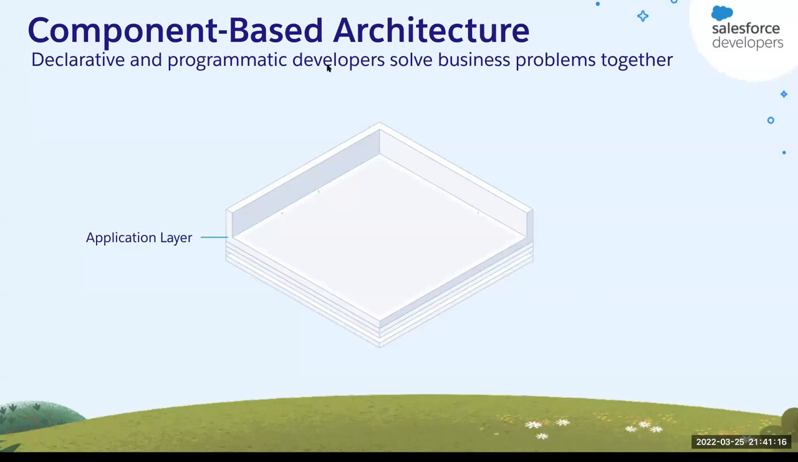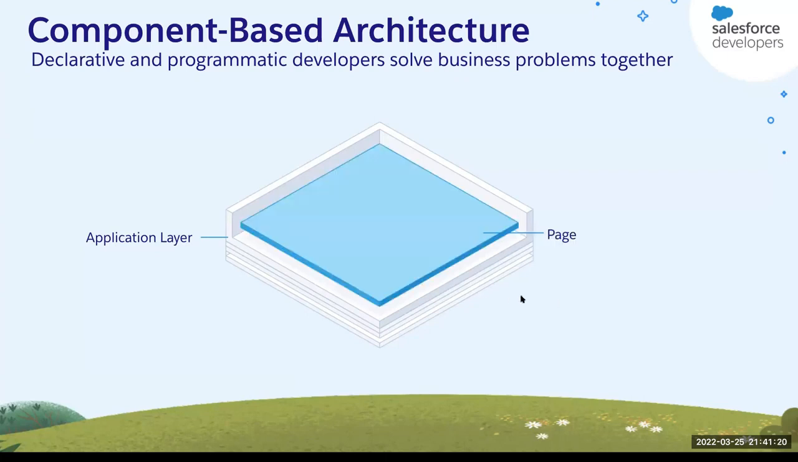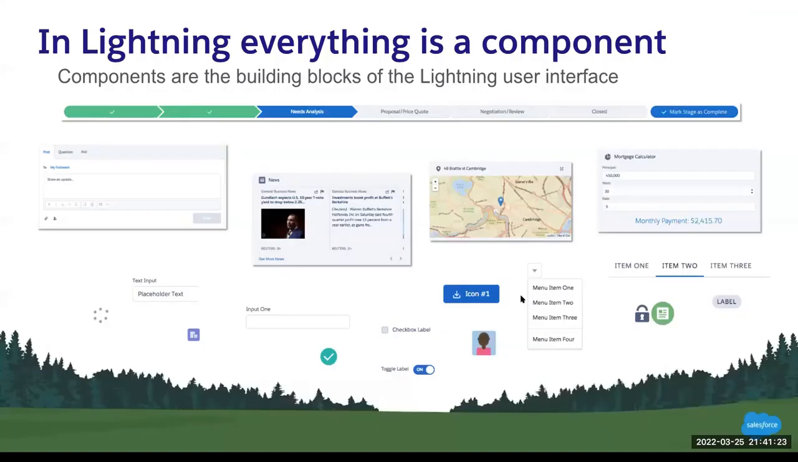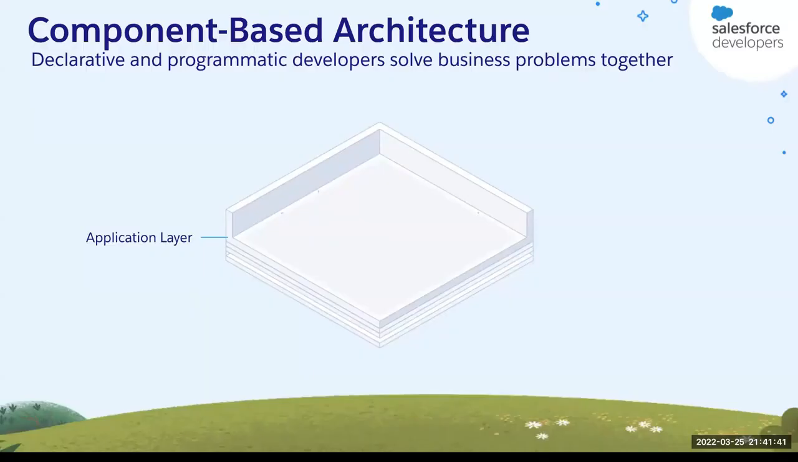Okay, fine. Now, if I go back, I said that whatever Lightning page you take, it's all built on the basis of small components called Lightning Web Components or Aura components. They're all built on components. So to really understand that in detail, let's see what a component-based architecture is.